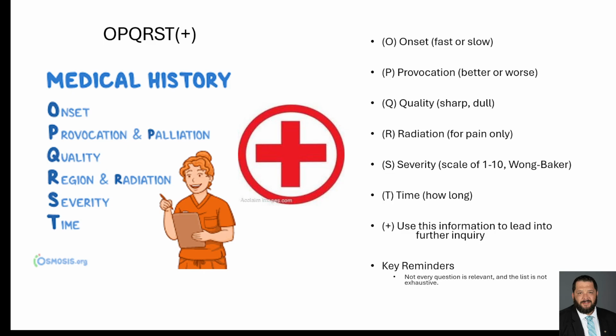Onset is different than time. Onset: did this come on rapidly, or has this been slowly developing? You're on scene for a patient with nausea and vomiting. How long have you been feeling nausea? Did it come on slowly? Did it come on rapidly? Were you getting worse over days, or was it immediate? That's what we're looking for.